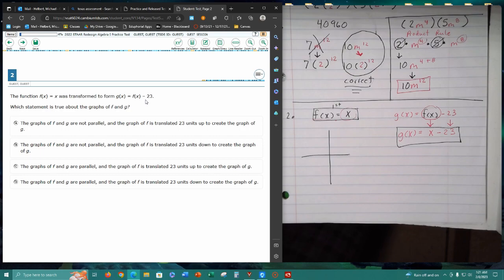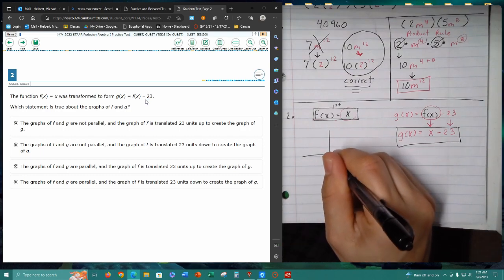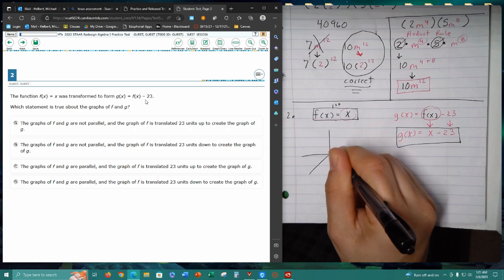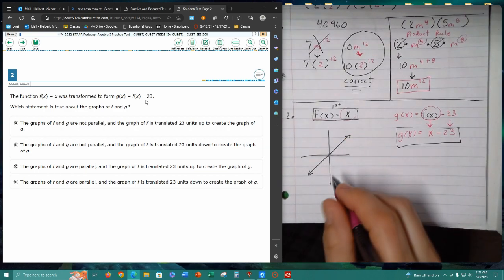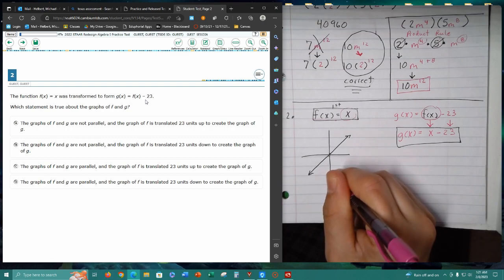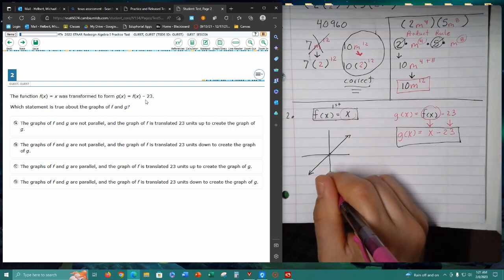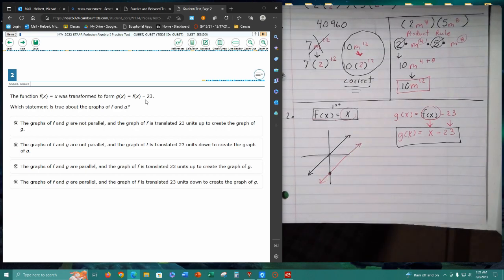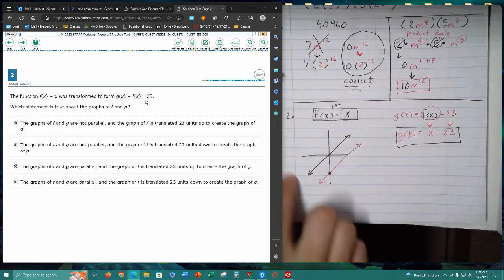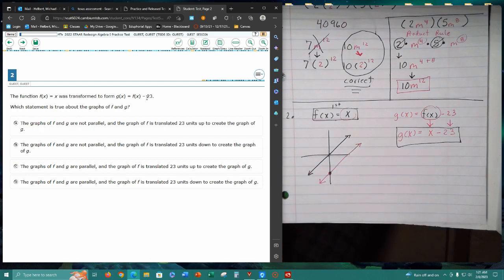So I'm going to draw both of my graphs. One of my graphs went through the origin, the first one. That was f of x. And then the second one, it didn't go through the origin. It crossed way down here at negative 23. And it was parallel. So this is my picture that I have in my calculator, and I'm going to use my sketch to help me see which one of these answer choices makes the most sense.